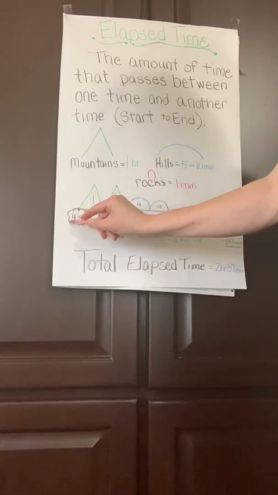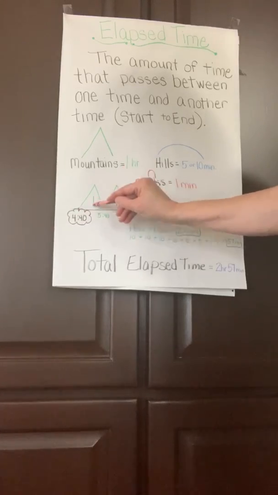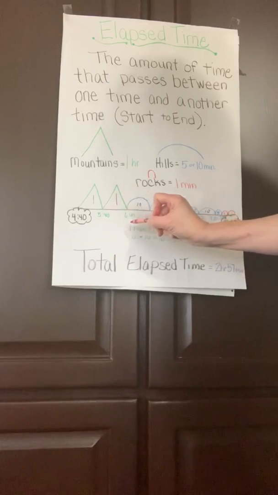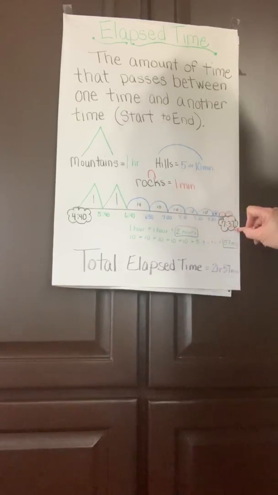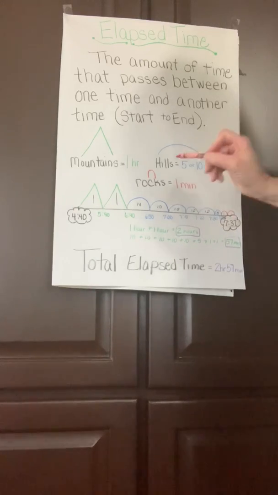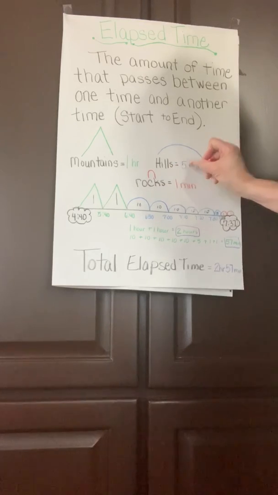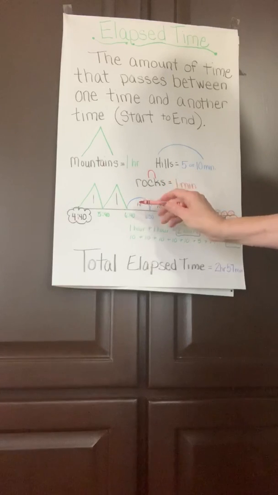So if we go from 4:40 to 5:40, which is one mountain because it's 1 hour, and then from 5:40 to 6:40 is another mountain. Well, from 6:40 to 7:40 cannot happen because we only go up to 7:37. So the next thing would be, let's try to use some hills in there and let's count by 5 or 10. And I'm thinking 10 is going to be better for us.